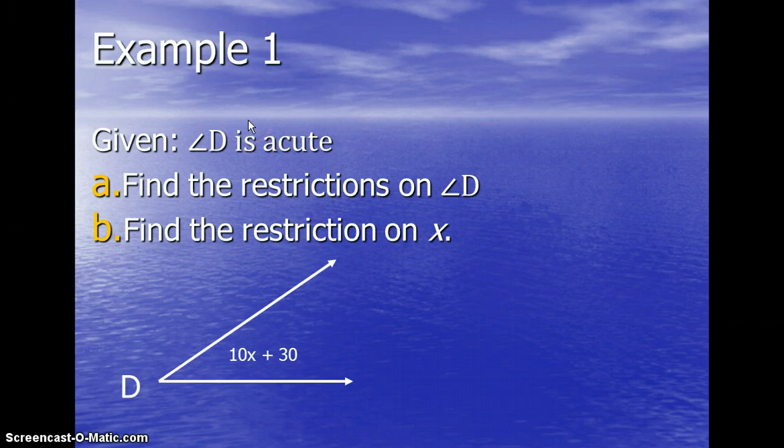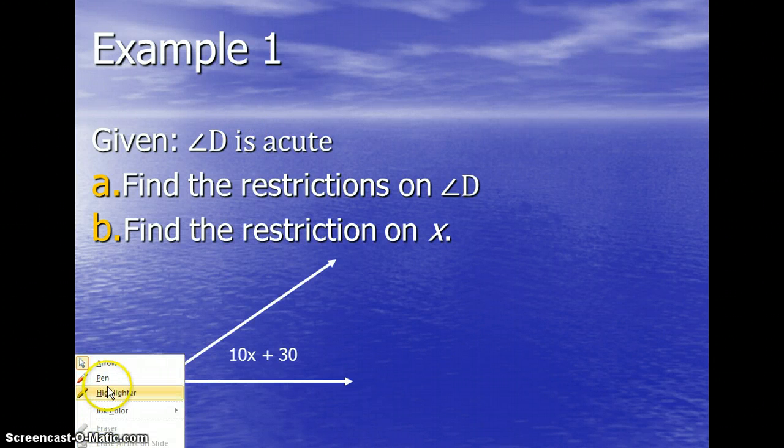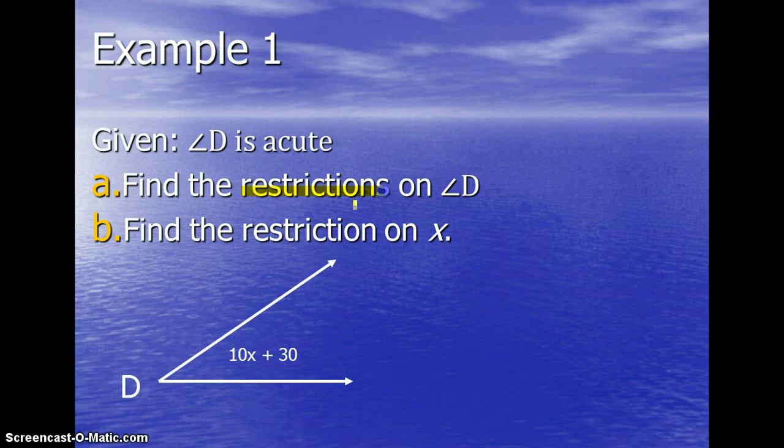So here's our first example. Again, notice that we are told that angle D is an acute angle. Well, by definition, an acute angle is between 0 degrees and 90 degrees. So it's greater than 0, but also less than 90. Now, Part A and Part B have a very important word, restrictions. And what that means is to find the values that it's between. So for Part A, we're trying to find the restrictions on angle D. We want to know, what is angle D going to be between? Well, we just said it. It's an acute angle, so that means it's going to be between 0 and 90 degrees.